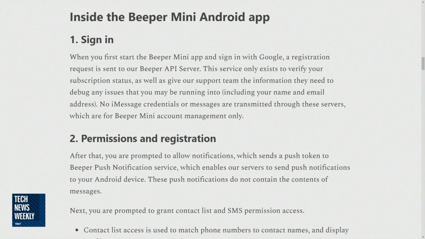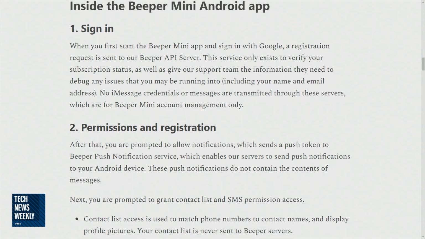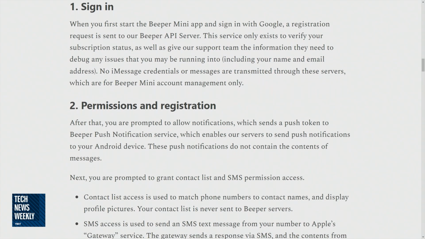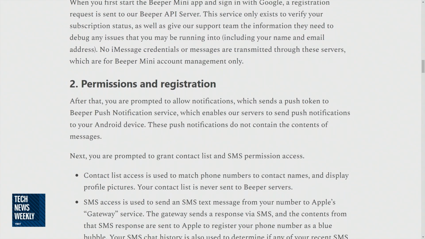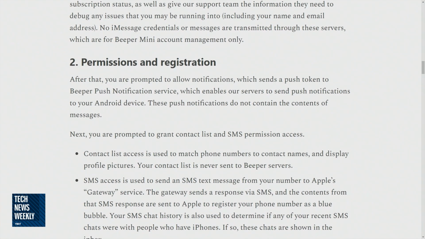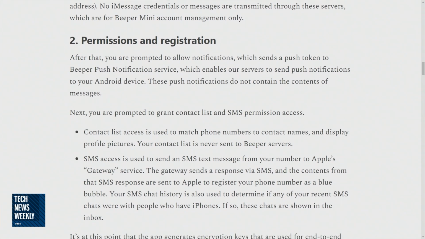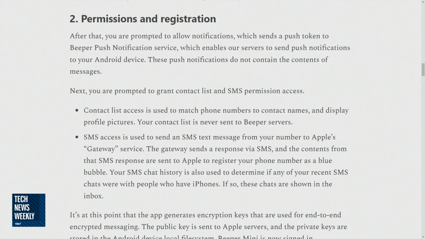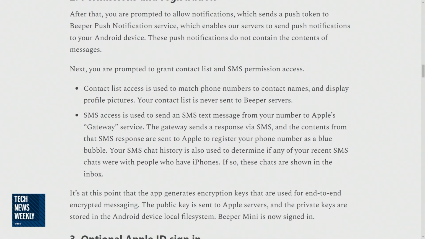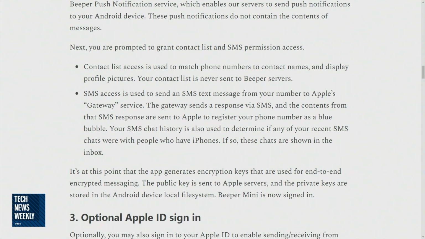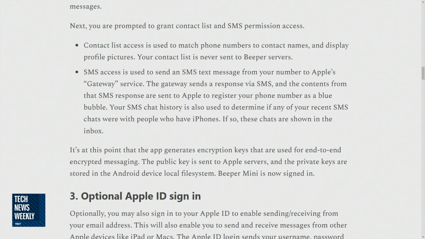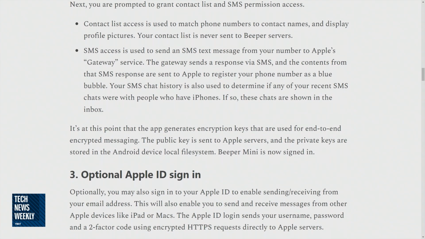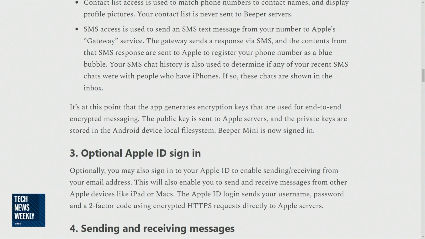We use the Google account login just as a way of authenticating who's using the app. And then after that step, the only other thing you need to do is grant Beeper Mini SMS permission. We do that because we need to be able to send a message to Apple's servers to confirm that you own that phone number. And we also use that to import your past SMS history. So when you start using Beeper Mini, you can see which of your friends that you previously had been texting are actually on iMessage.